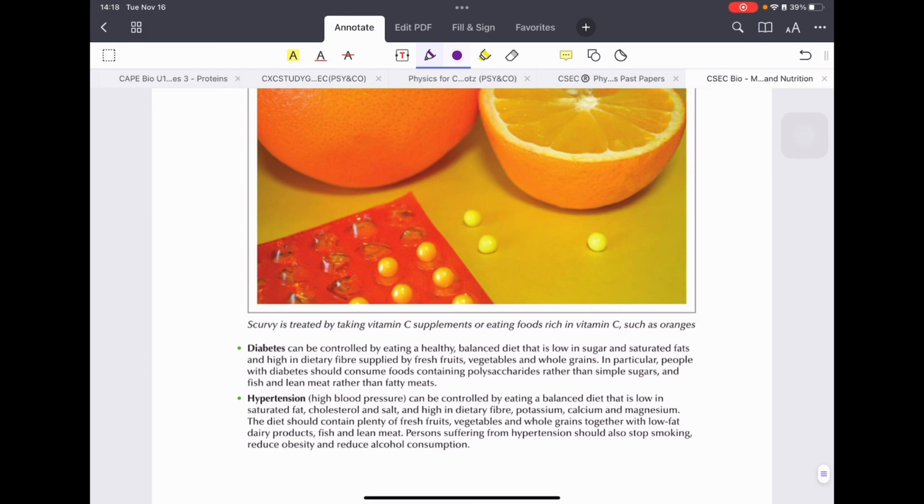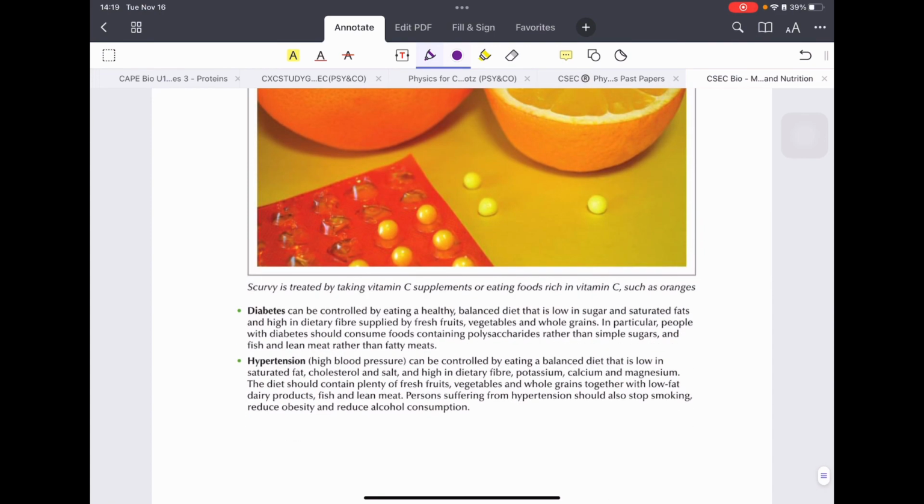Diabetes, we could control by eating a healthy, balanced diet with a little bit of sugar. Low in sugar we need. And we need high dietary fibers, like from fruits and vegetables, etc. So we definitely need to avoid added sugar when you are diabetic, right?